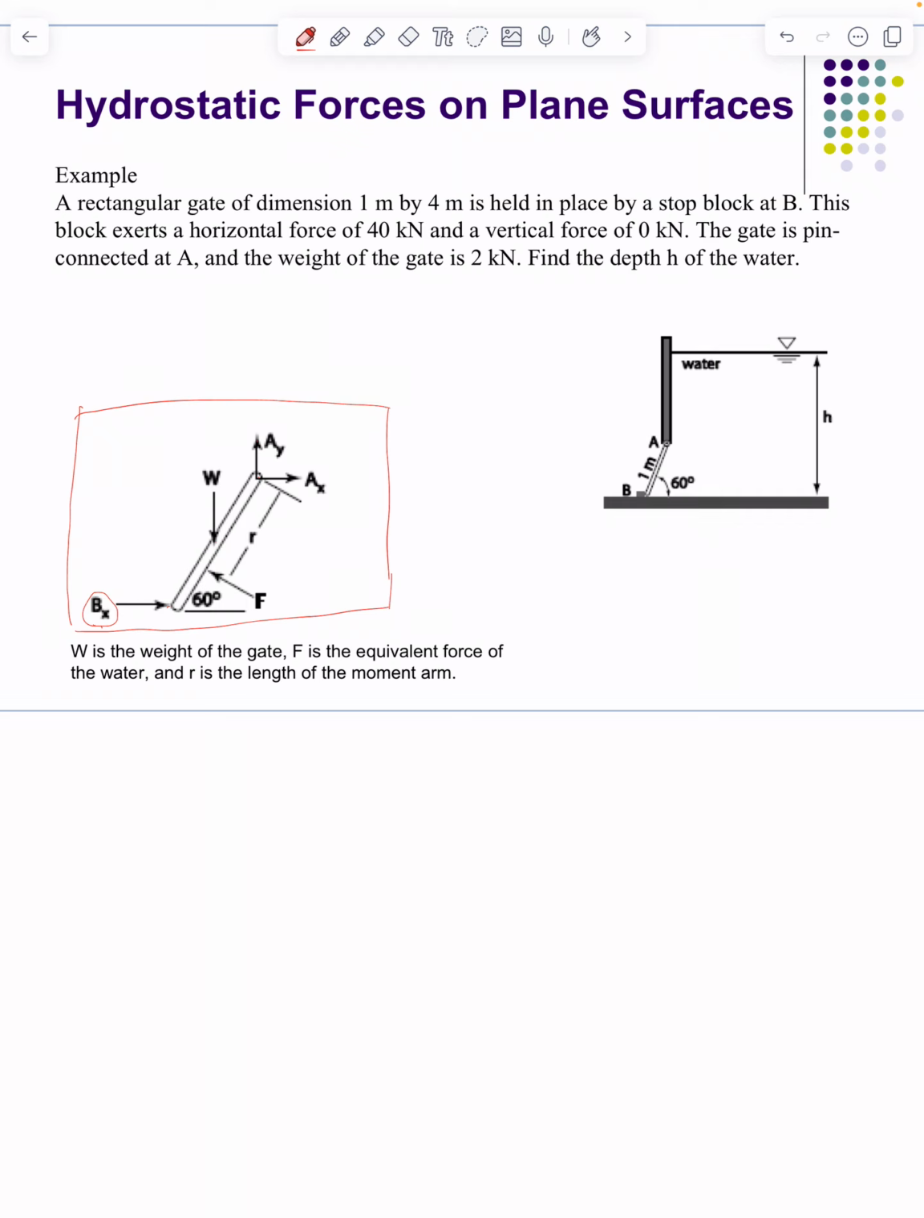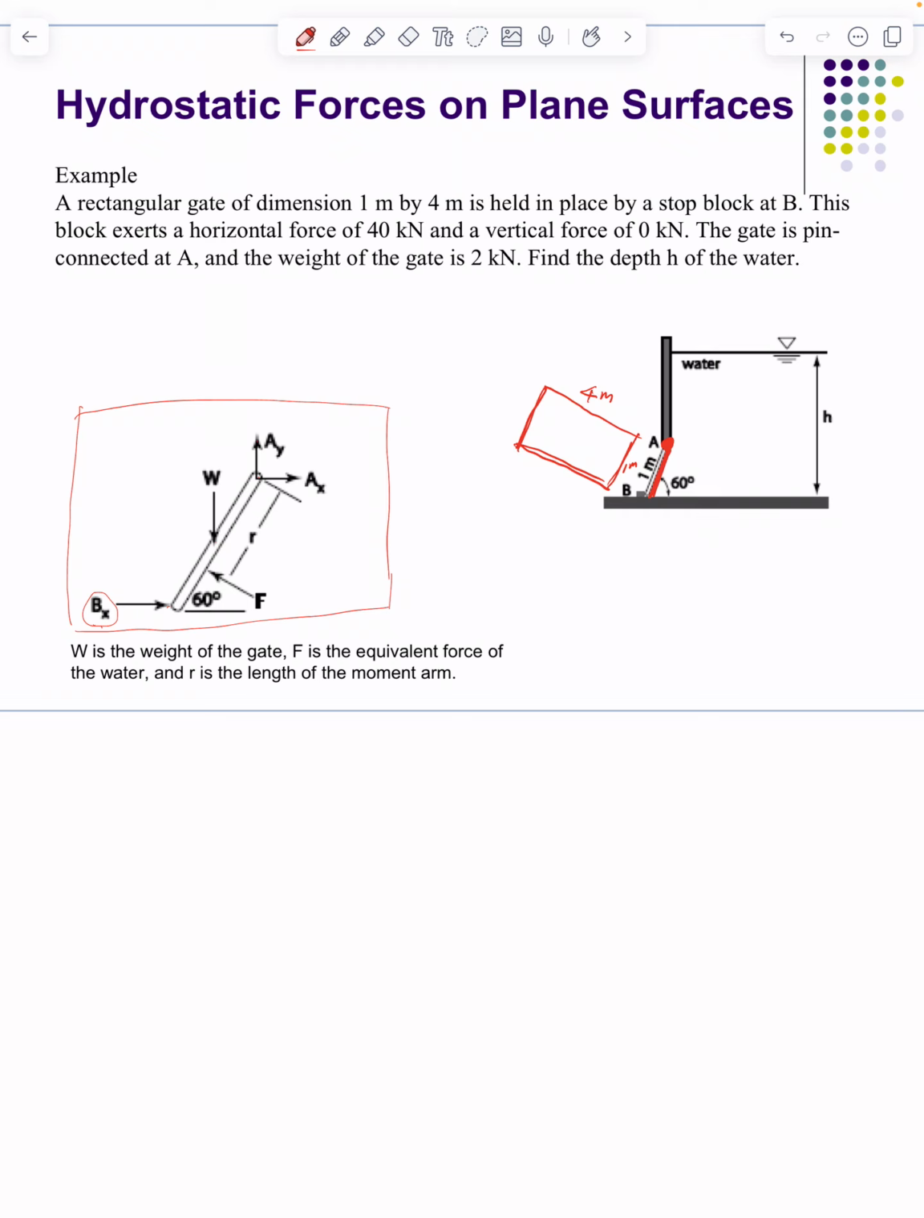So it talks about a rectangular gate with dimensions of 1 meter by 4 meter, held in place by a stop block at B. So this is the gate. We can see this direction is 1 meter, which means its other direction is longer. So here is 4 meters, and this part is 1 meter. This is the shape of the gate, and it's secured at point A here. This is A, and there is a stopper at B.